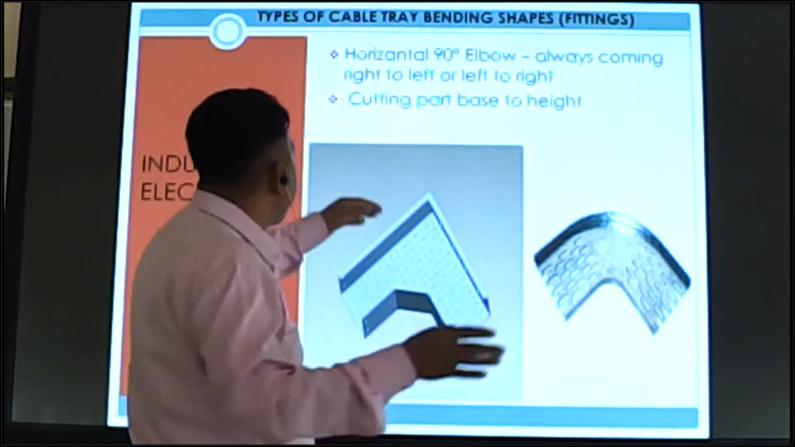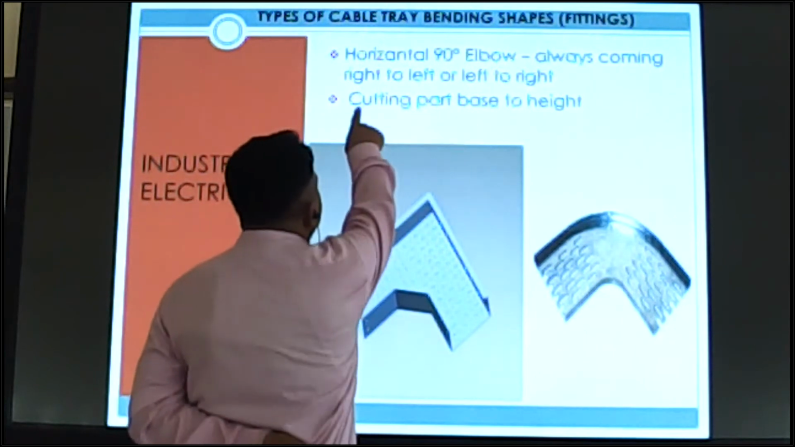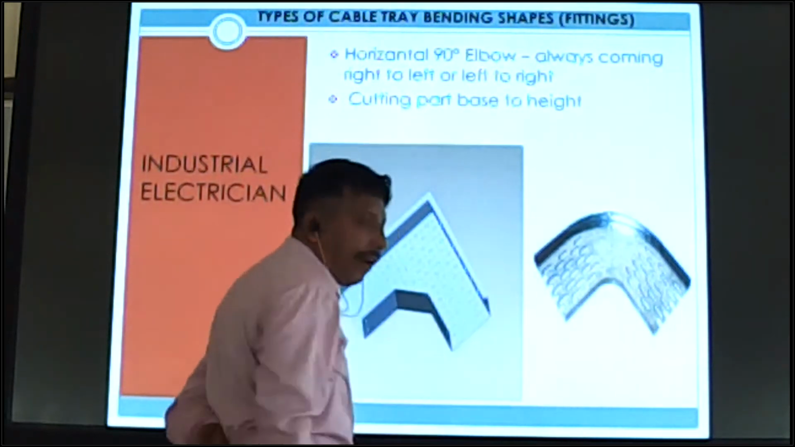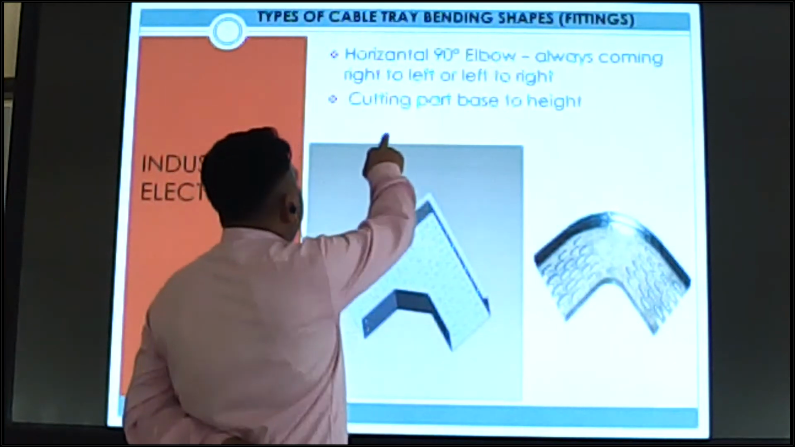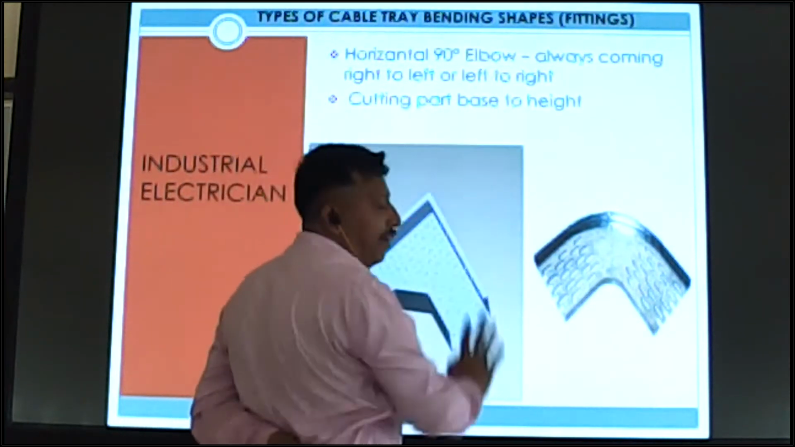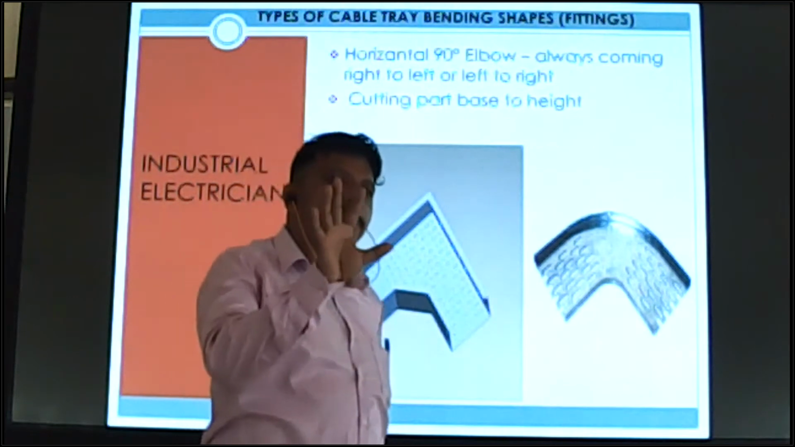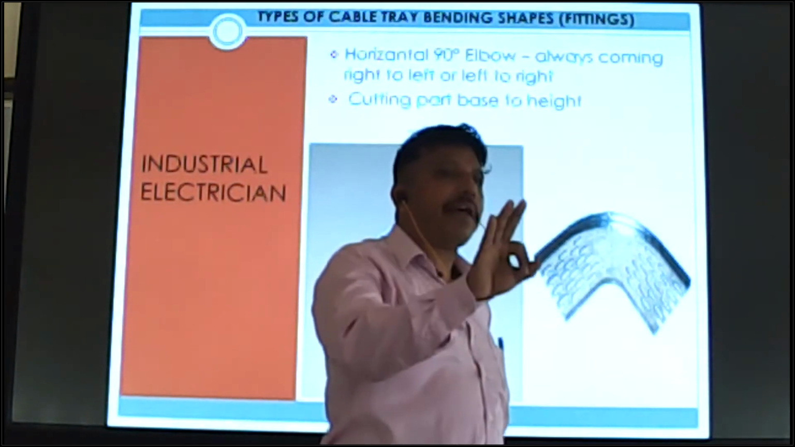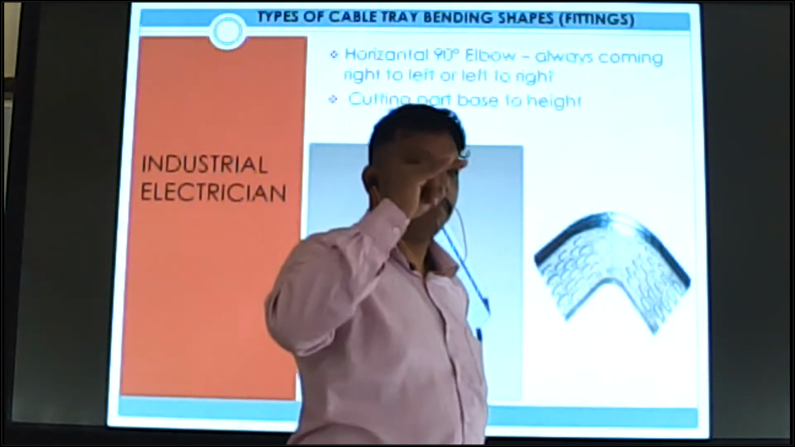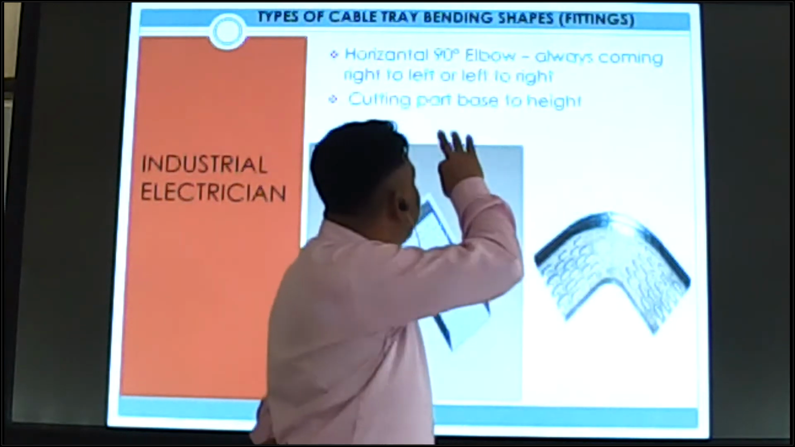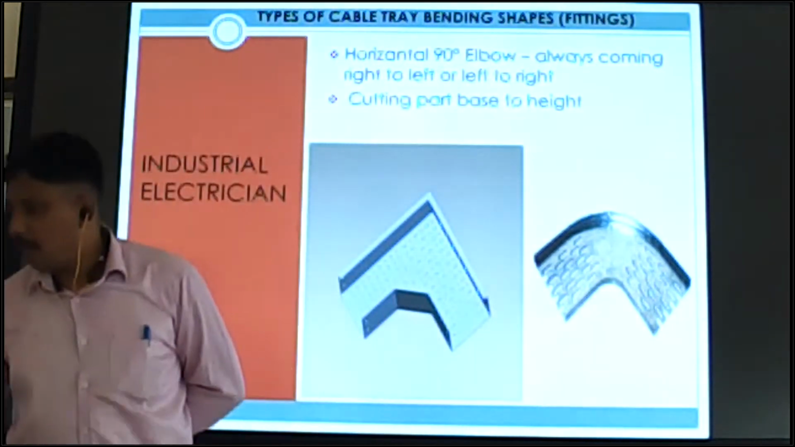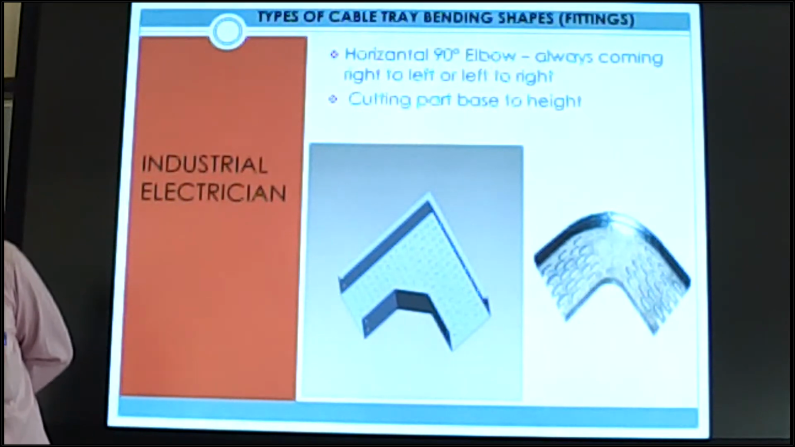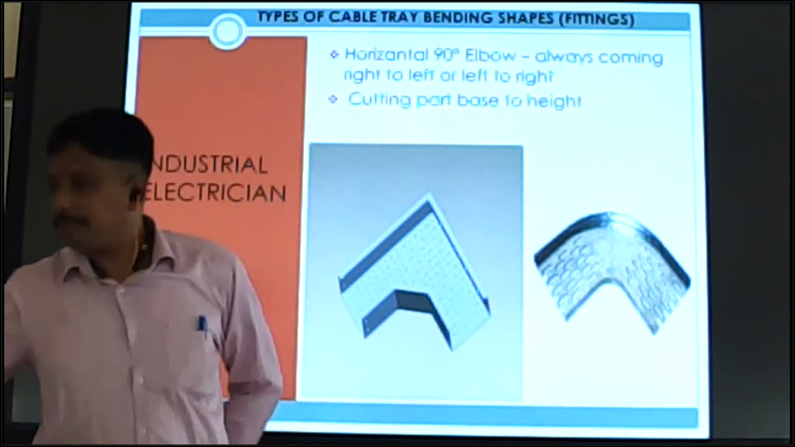So for a horizontal 90 elbow, the route is always coming right to left or left to right. The cutting part is base to height. Every cable tray, trunking, and ladder has two sides: one height type side and another bottom type base. We can use H for this one.